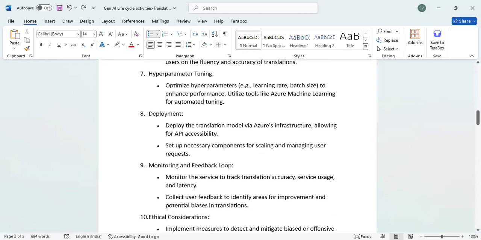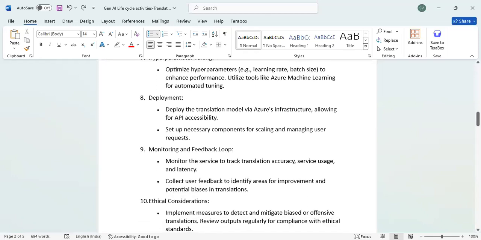Yes, that is there. Then deployment wise, deploy the translation model via Azure infrastructure, allowing for API accessibility. Set up necessary components for scaling and managing user requests. Here, when you say deployment, obviously we can include MLOps and DevOps also. We need to drill down further for those activities.